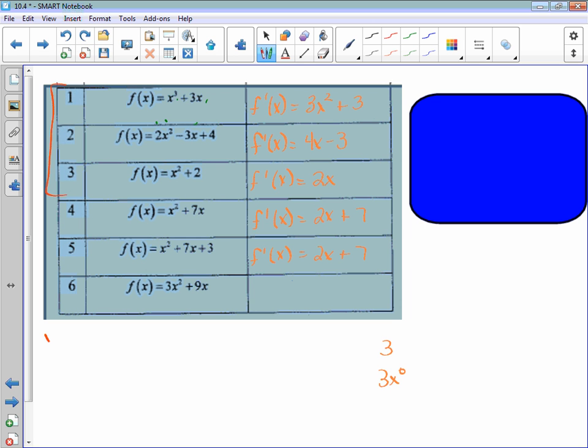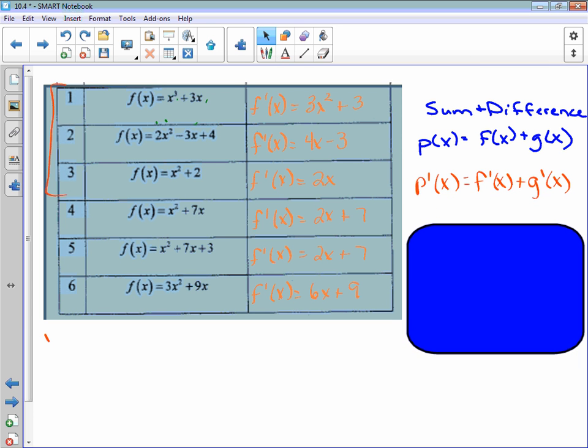Okay. Oh, and also, it's just a shift up and down. But so the slope wouldn't change. Exactly. All right, guys, and what would 6 be? 6x plus 9x. Okay? So it is the same as the last one. You just find the derivative for each term and add them together. And that is called sum and difference.